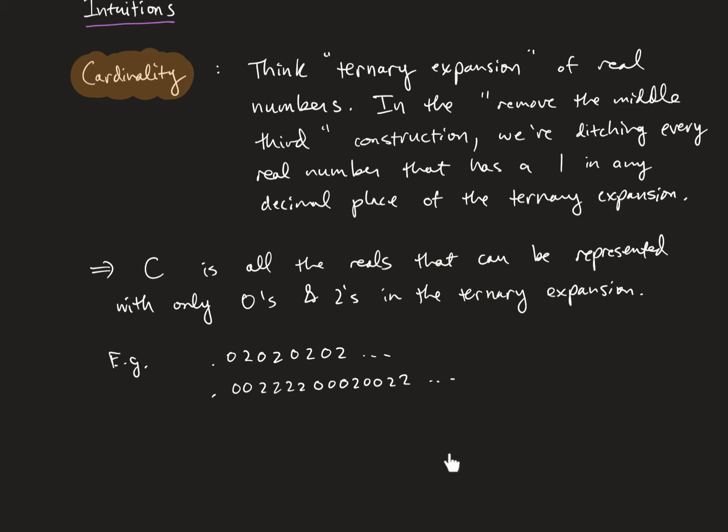And so you can construct an element of the Cantor set that disagrees in the ith decimal place with the ith element on your list. And so you can write down something that's not on your list. It's just a standard diagonalization argument. So the diagonalization argument shows that C is uncountable.